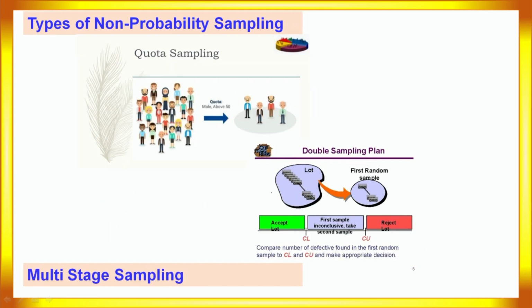I already discussed quota sampling, or convenience sampling, and there is another type of non-probability sampling which we call double sampling. Double sampling simply means that first from a larger group of sample, a final smaller number of sample is selected. This type of sampling is mostly used for mail-in studies.